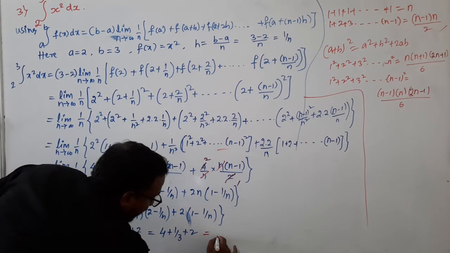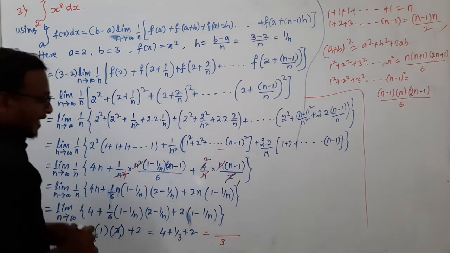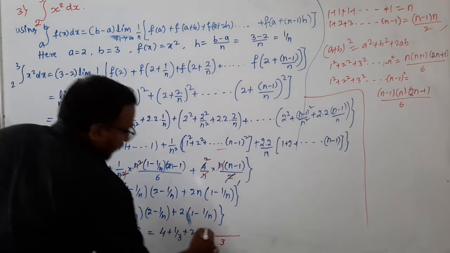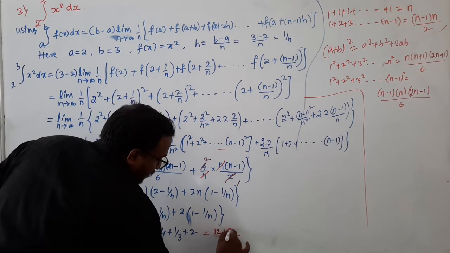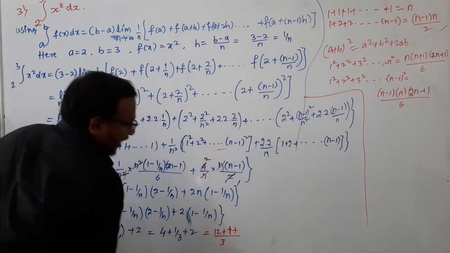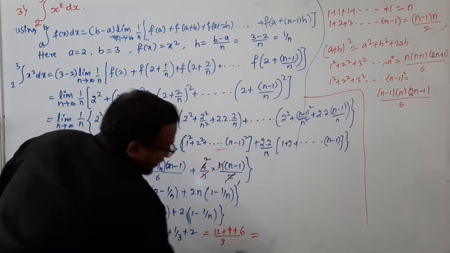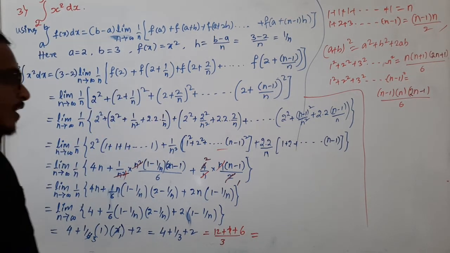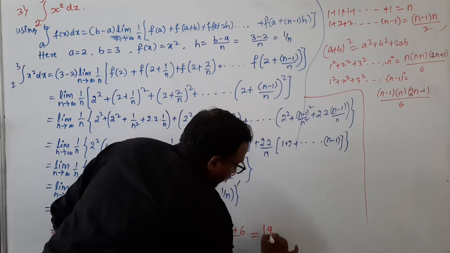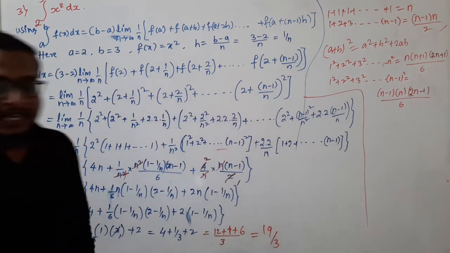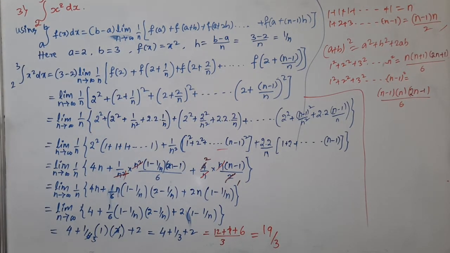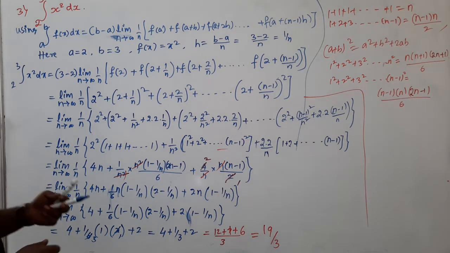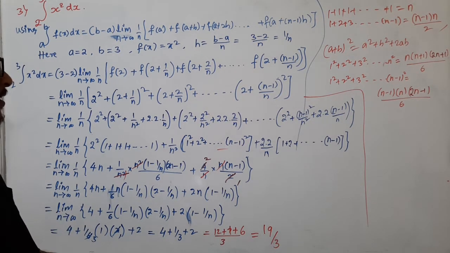Take 3 as the LCM: 3 fours are 12, plus 1, plus 3 twos are 6, which is equal to 12 plus 1 plus 6, which is equal to 19 by 3. Pause the video and note down the solution.